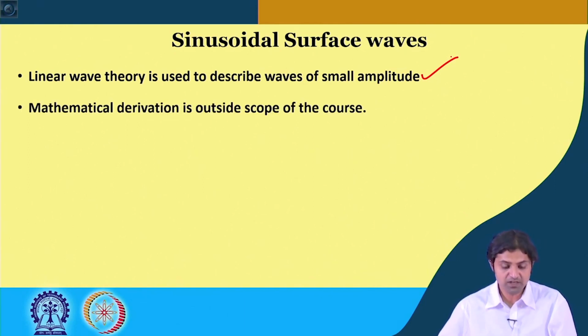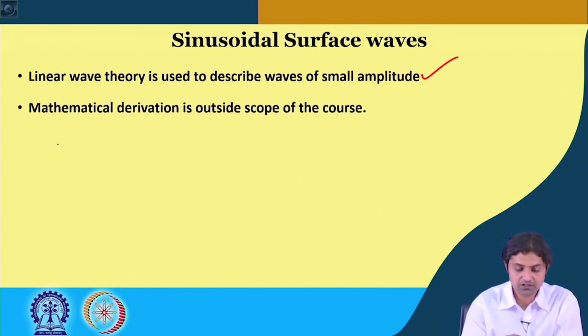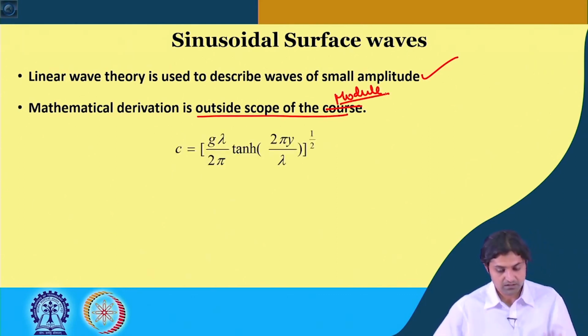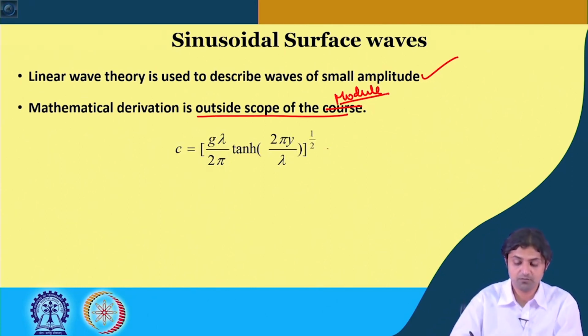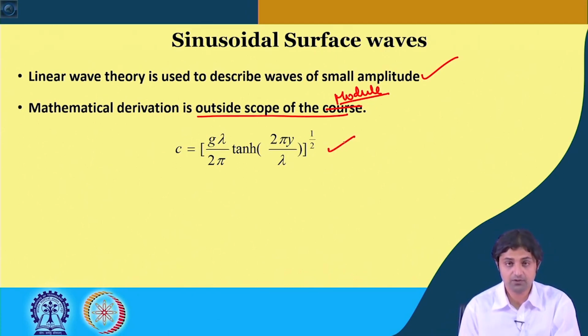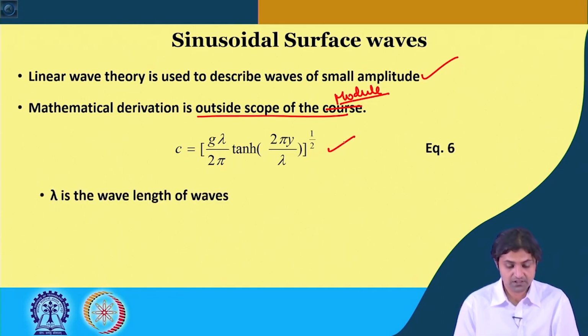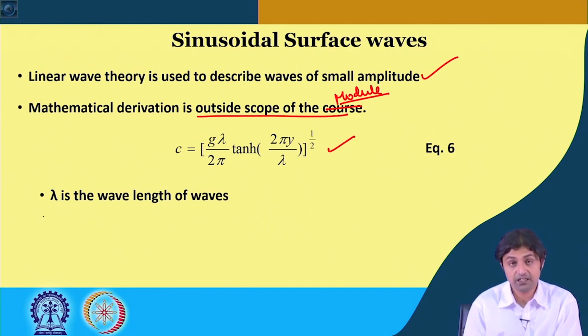So, right now mathematical derivation is outside the scope of this module, not the course, because we are going to derive it later. At the end of the course, it is expected that you should be able to remember this value, but do not worry about this particular slide right away, because we will cover this specifically in our last module, basics of wave mechanics. All right, and this is given as equation number 6. Here lambda is the wavelength of waves.